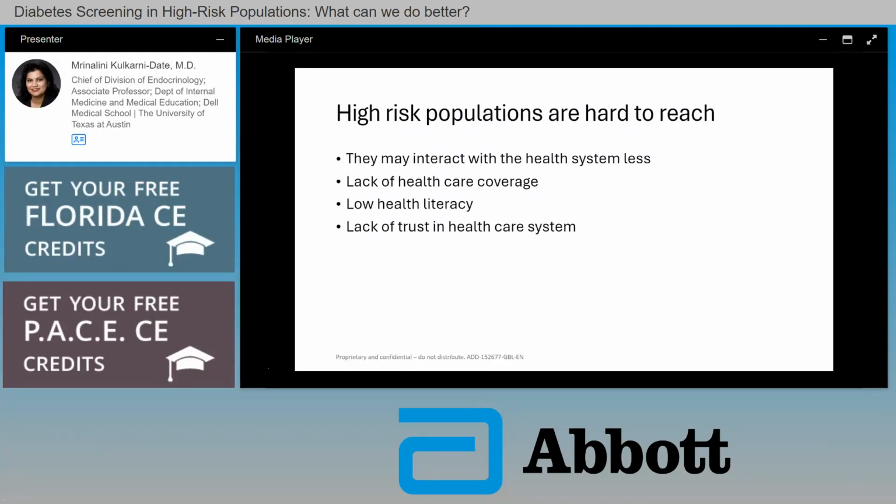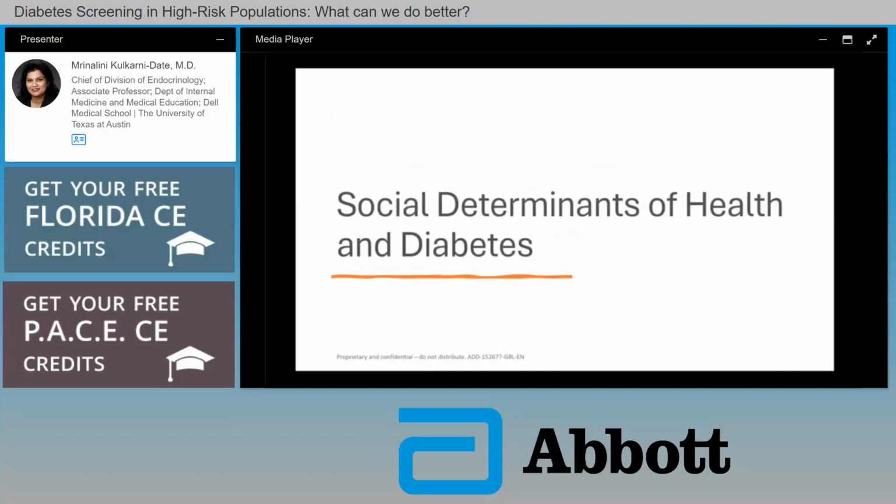And in terms of these high-risk populations that are hard to reach, they may interact... Why are they hard to reach? They may not interact with the health system very often. They lack healthcare coverage. They have low health literacy. They may not be aware that it's important to go in for health screenings. And this last one, I think, is really important. There is a lack of trust in the healthcare system for many individuals, particularly those in some of the high-risk race and ethnicity groups that are not getting screened and are hard to reach.